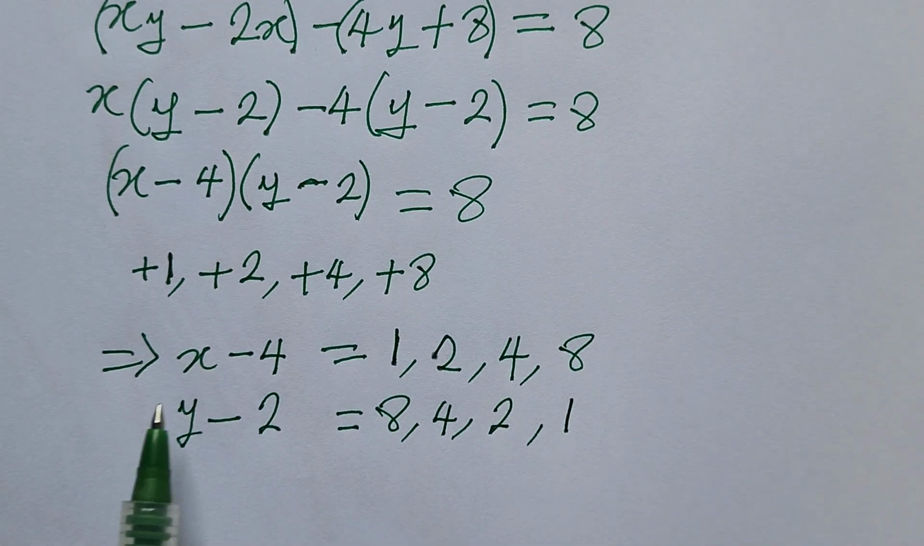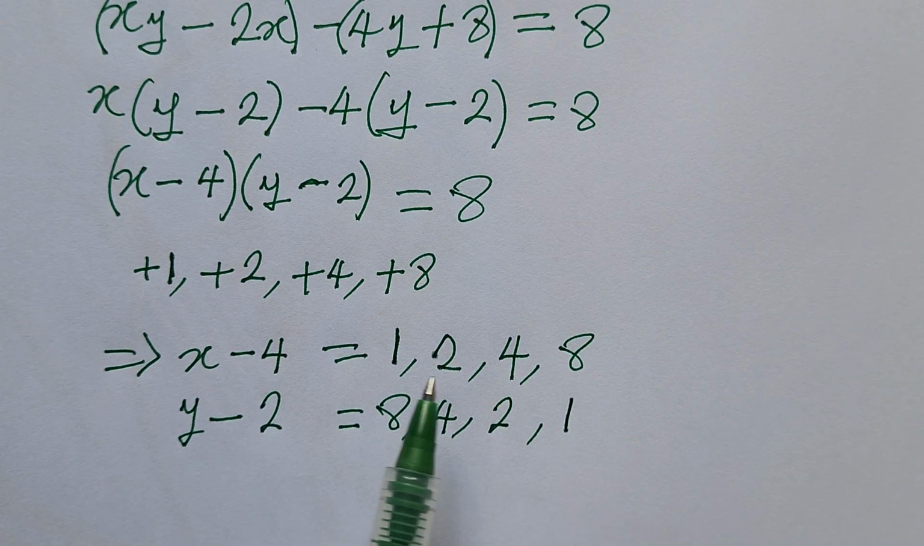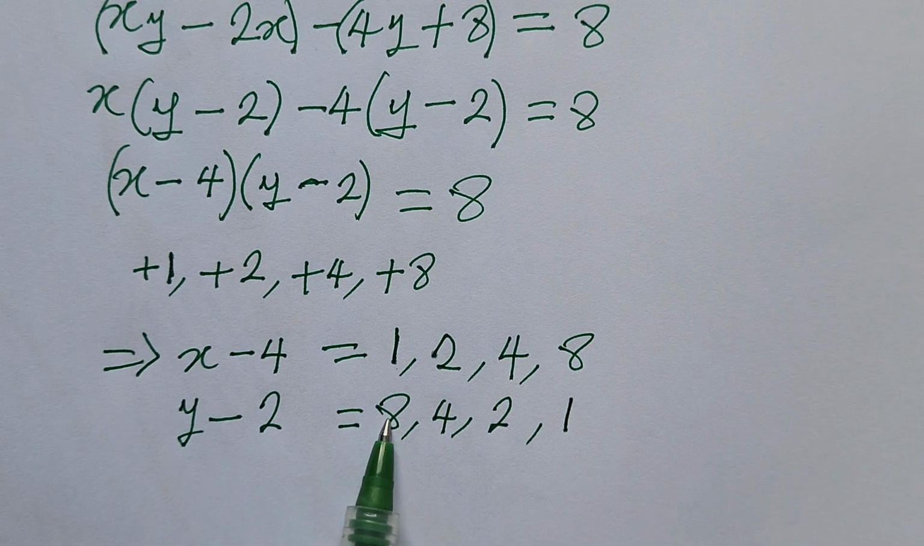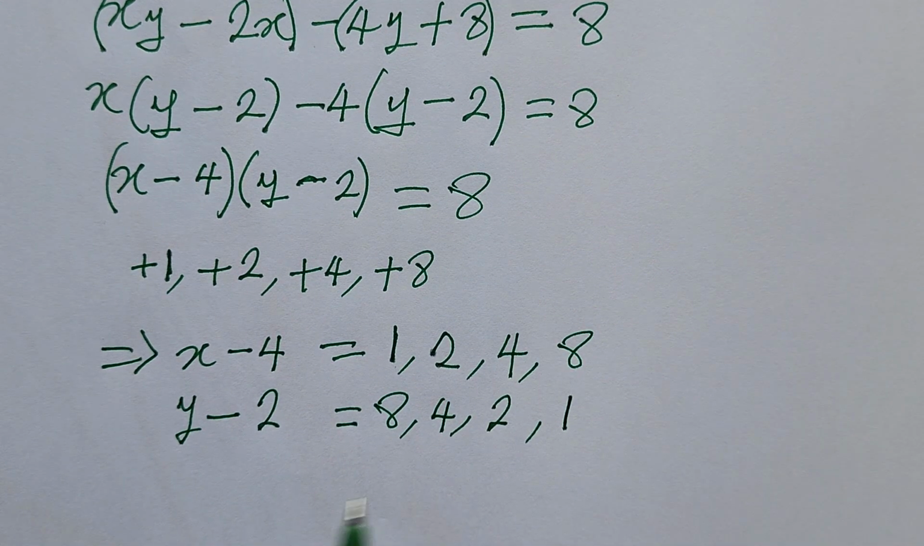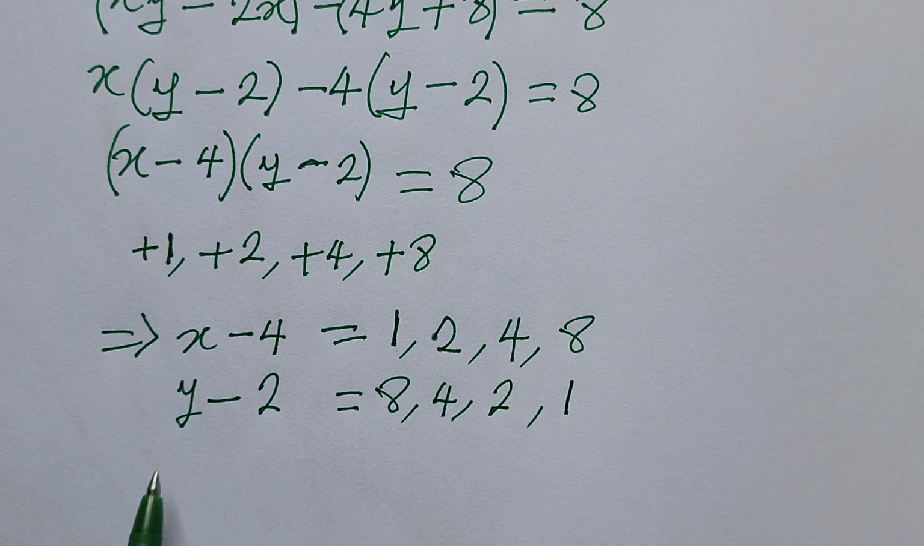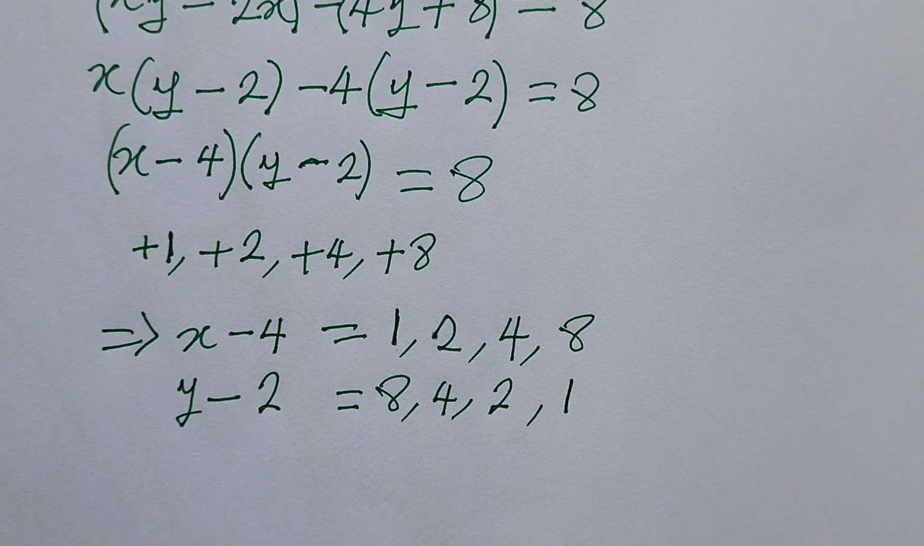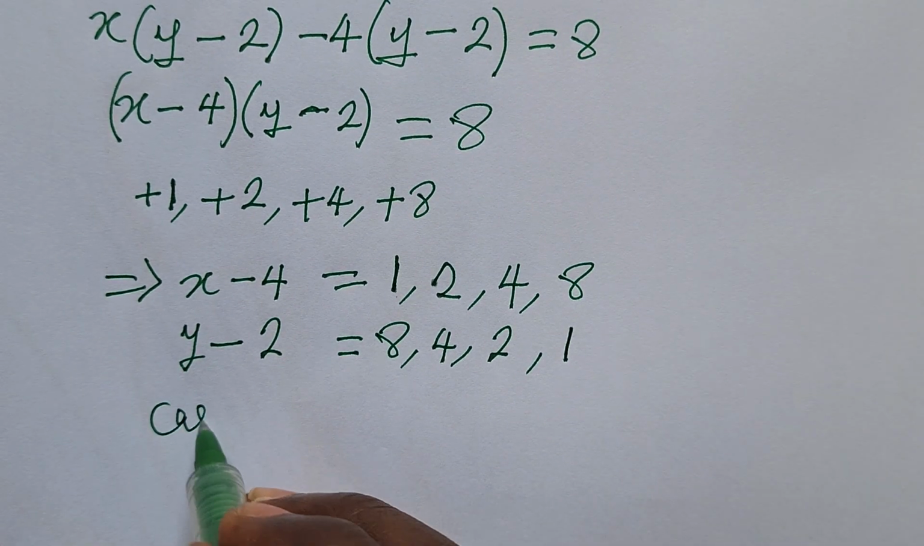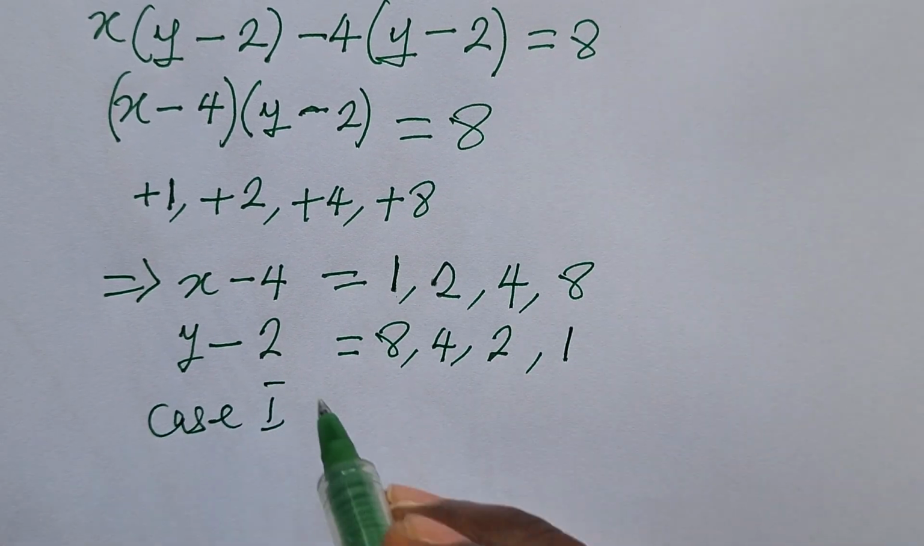In other words, when x minus 4 takes the first factor, then y minus 2 will be equal to the last factor, and so on and so forth. So we now have 4 different case scenarios from here. So we take our case 1. So from here we have case 1.